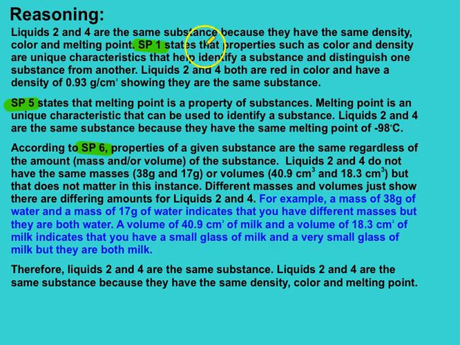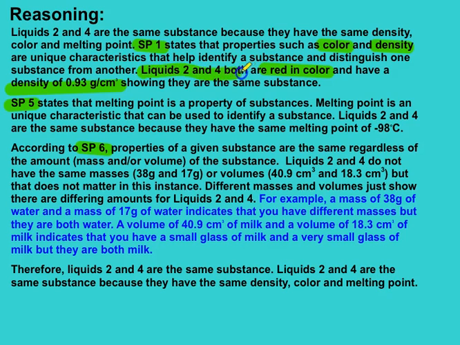Scientific principle 1 states that properties such as color and density are unique characteristics that help identify a substance and distinguish one substance from another. Some of you, that's all you did. You just restated it. You just copied and pasted. But that's not enough. You have to explain why this scientific principle can be used to take your evidence, which is red in color and has a density of 0.93 grams per cubic centimeter. How does that link back to your claim?